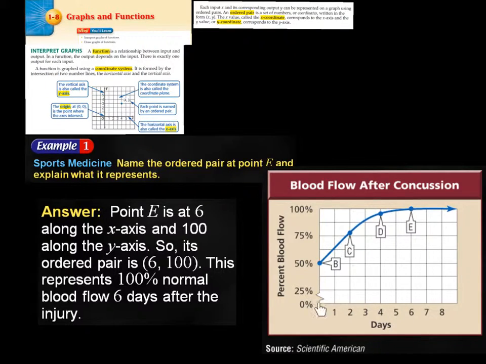To get to point E, we would move to 6 on the x-axis and up to 100 on the y-axis. So it's the ordered pair (6, 100). This represents 100% normal blood flow 6 days after the injury.